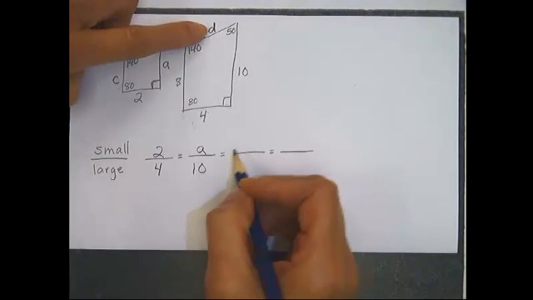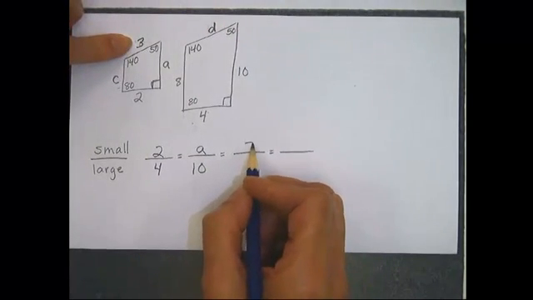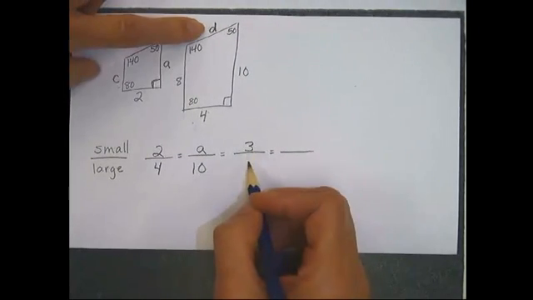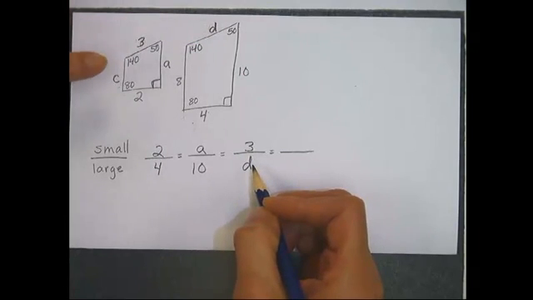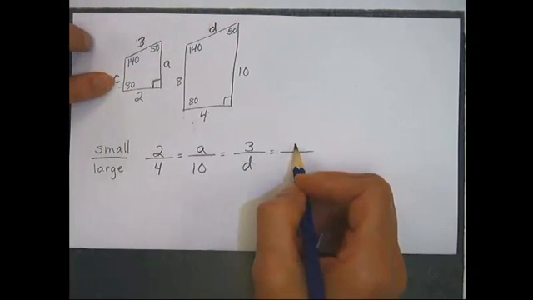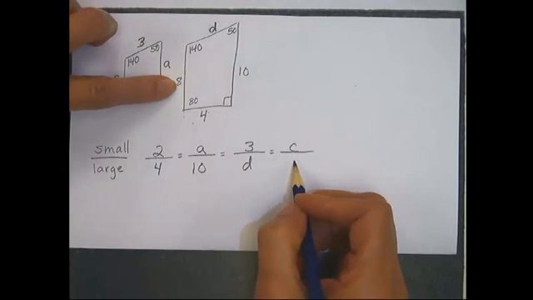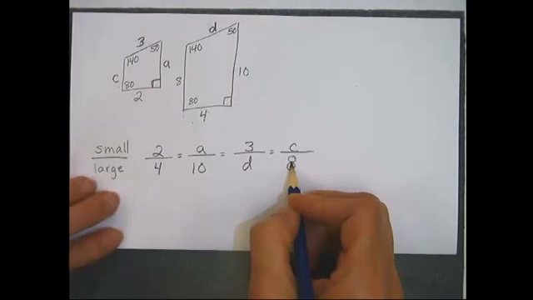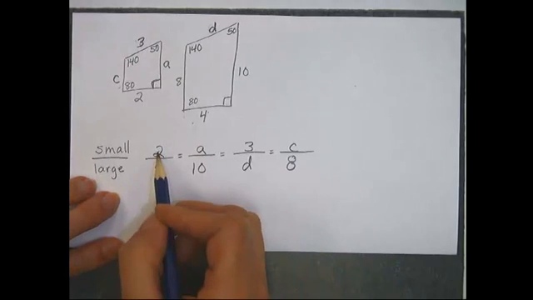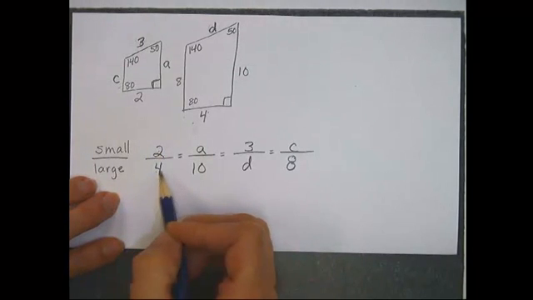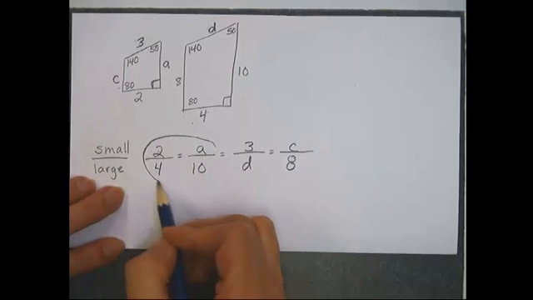The top of my small figure here is 3. The top of my large figure is D. And the left of my small figure is C. And the left of my large figure is 8. So basically, I have a ratio here that is complete. So I could use that to solve for A.